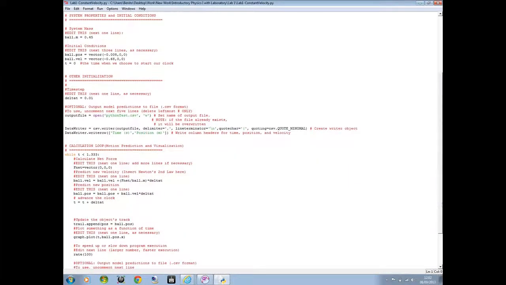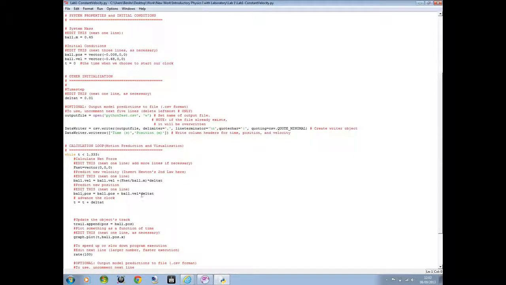As we can see, I've started off by saying while t is less than 1.333, that's basically how long it took for me to do my experiment, so that's how long I would like this to elapse for. Starting off, we've put fnet equals a 0 vector, which is what we want because we're dealing with constant velocity, and we know that the resultant force is going to be 0.